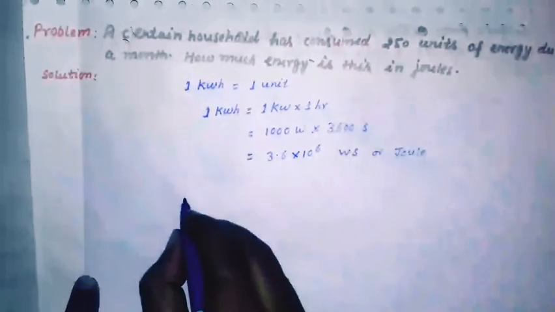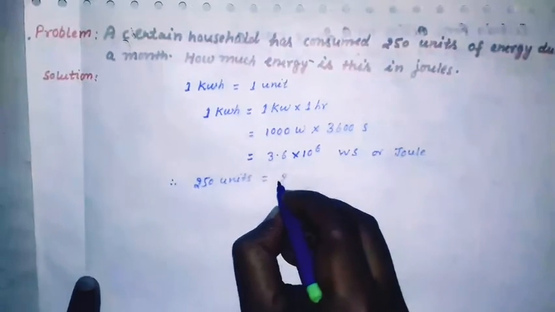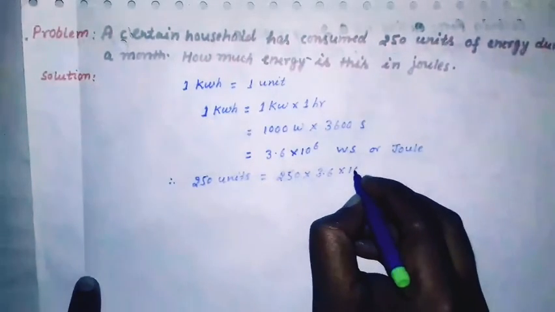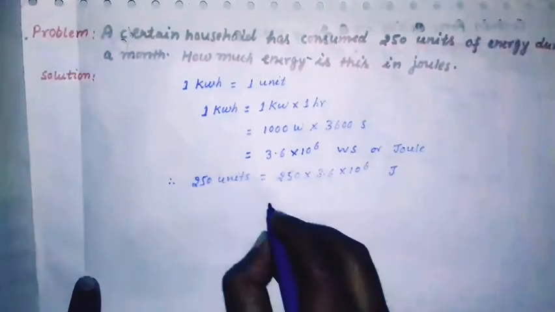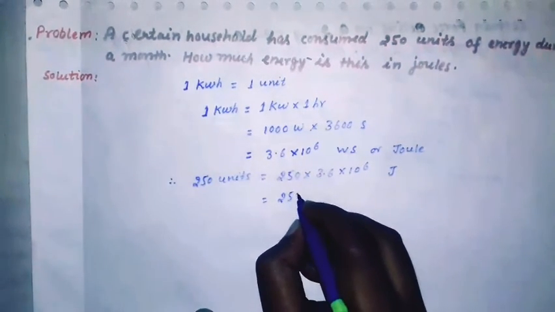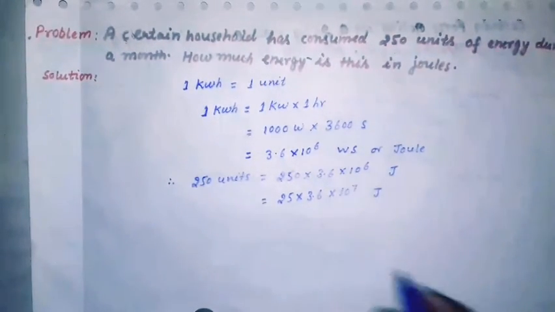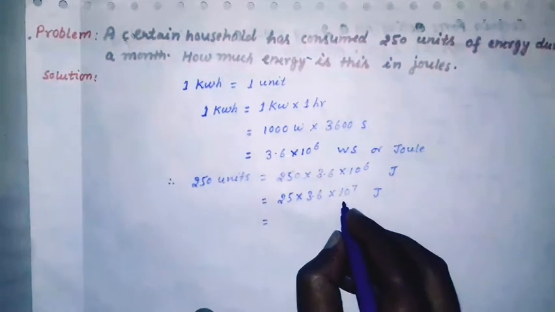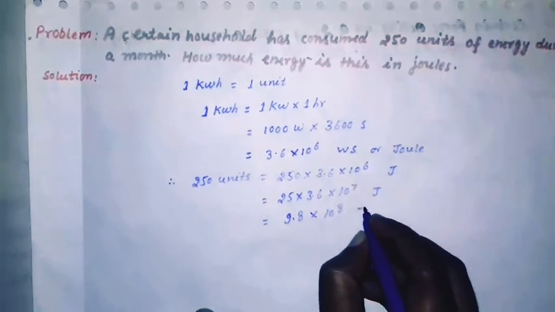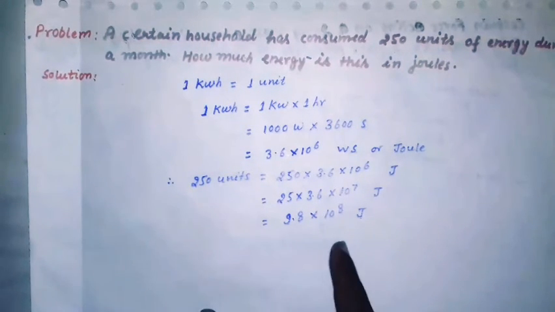So to convert 250 units, 250 units equals 250 into 3.6 into 10 to the power 6 joule. This will be equal to 25 into 3.6 into 10 to the power 7 joule. After calculation this comes to 9 into 10 to the power 8 joule. So this amount of energy is in joules.